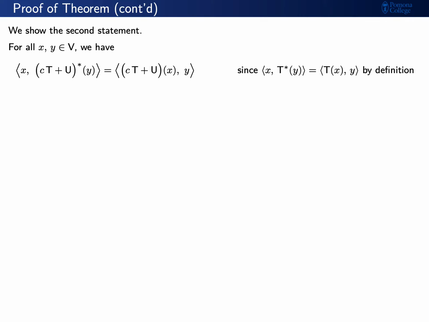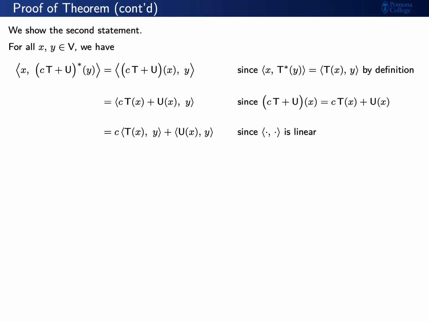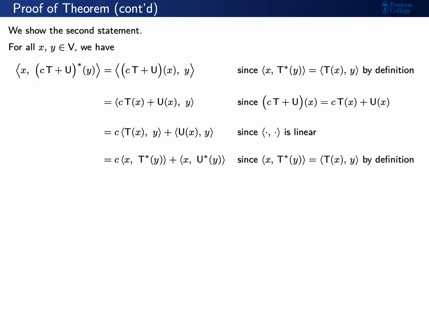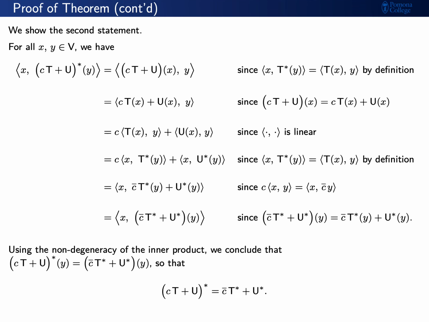Since we have the adjoint, we can slide cT plus U to the left-hand side, then use the fact that we have a linear transformation to then express this now as a linear combination of inner products. Now we can slide T and U to the right-hand side by looking at their adjoints, and then combine everything back together again, since again our inner product is linear. But now we see, putting all of this together, that indeed (cT plus U) adjoint is equal to c conjugate times T adjoint plus U adjoint.